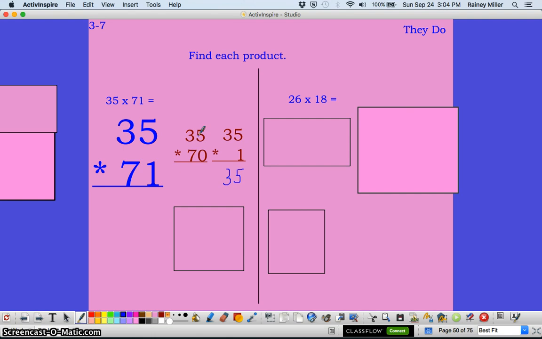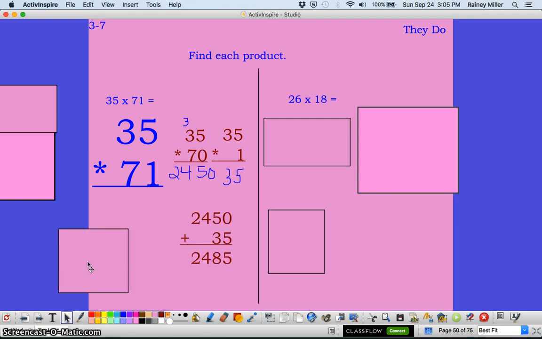So 7 times 5, that's going to be 35. 7 times 3, that's 21, plus another 3, that's 24. And I put my 0 on the end of it because I'm using that 0 trick to multiply that 70. So then I add them together and I get my answer.